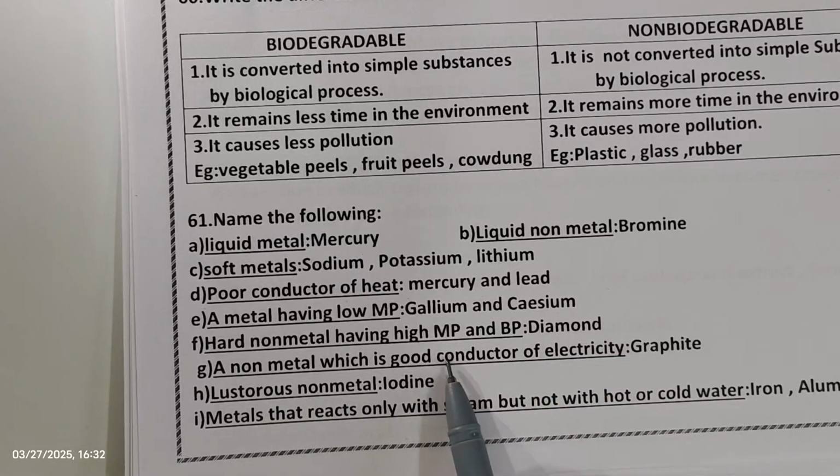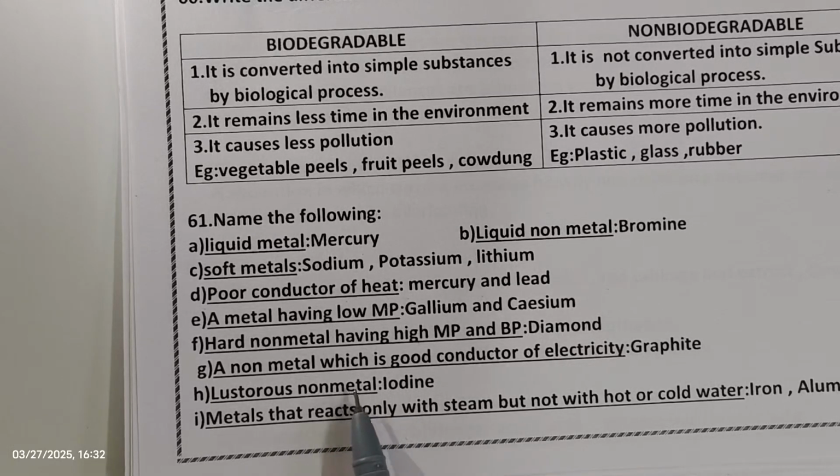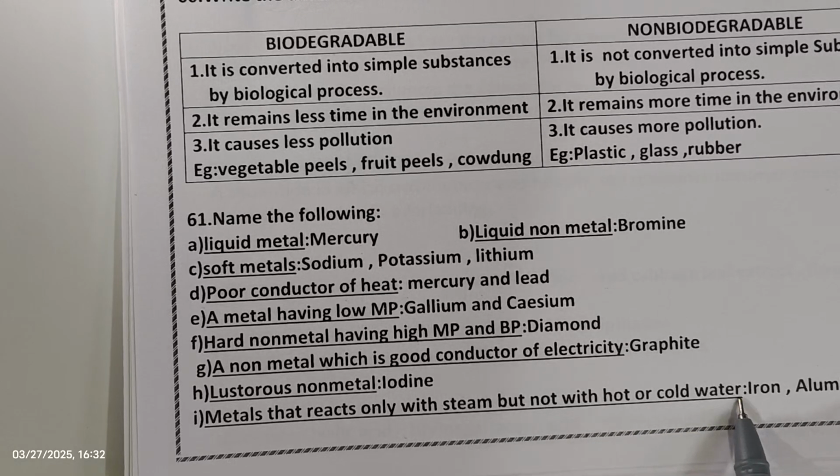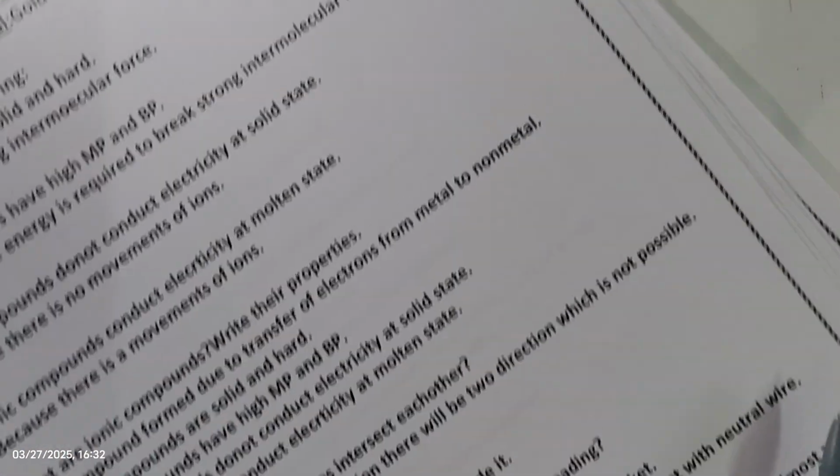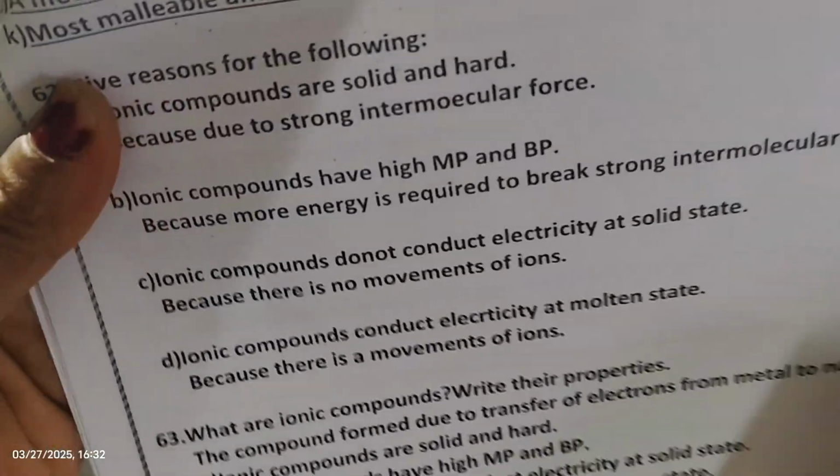Then a non-metal which is a good conductor of electricity: graphite. Then lustrous non-metal: iodine. Then metals that react only with steam but not with hot or cold water: iron, aluminium, and zinc. They do not react with hot or cold water, except steam.